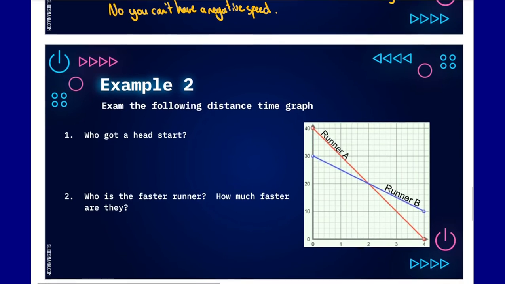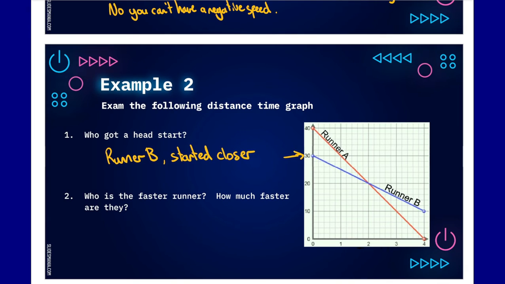Looking at example 2, we have 2 runners running. Who got a head start? Well, if we look at them, runner B got a head start because they started closer. And we can see that by this y-intercept. This y-intercept is 30. Runner A was at 40. So runner B started closer.